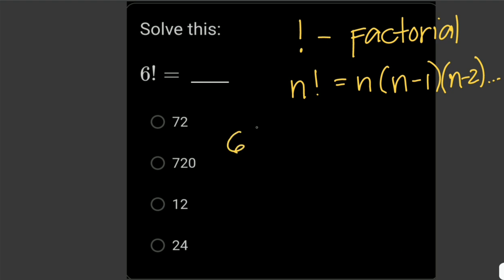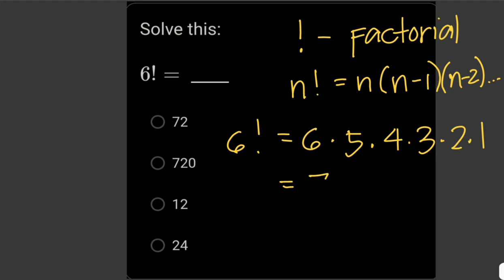So 6 factorial would be equal to 6 times 5 times 4 times 3 times 2 times 1. And this is just equal to 720. So this is the answer here.